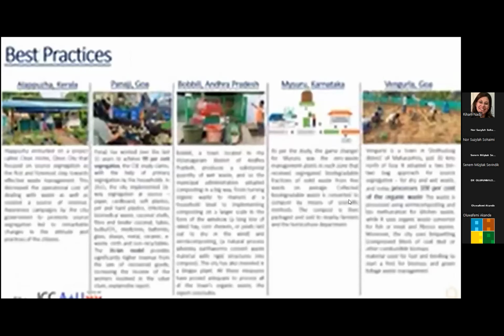Talking about some best practices in the country, states like Kerala, Goa, Andhra Pradesh, and Karnataka have done some amazing work when it comes to waste segregation and waste composting. Some cities have actually reached 99% waste segregation, and a city in Goa has reached a stage where they are processing 100% of their organic waste. The key to these success stories is waste segregation, which is done at a very large scale with the help of various NGOs and self-help groups.